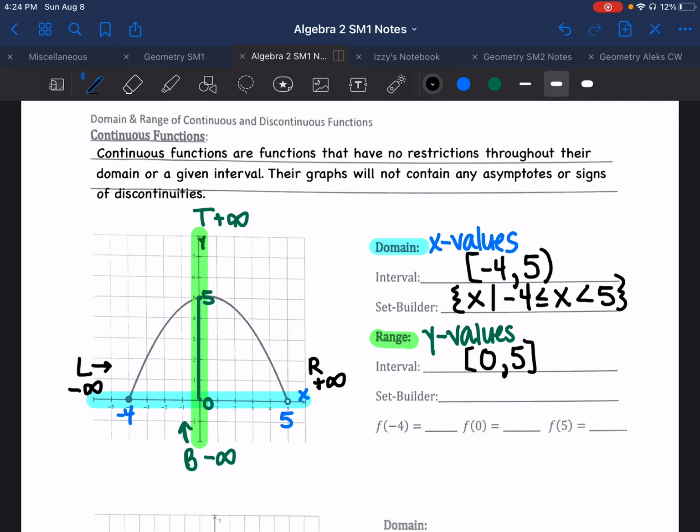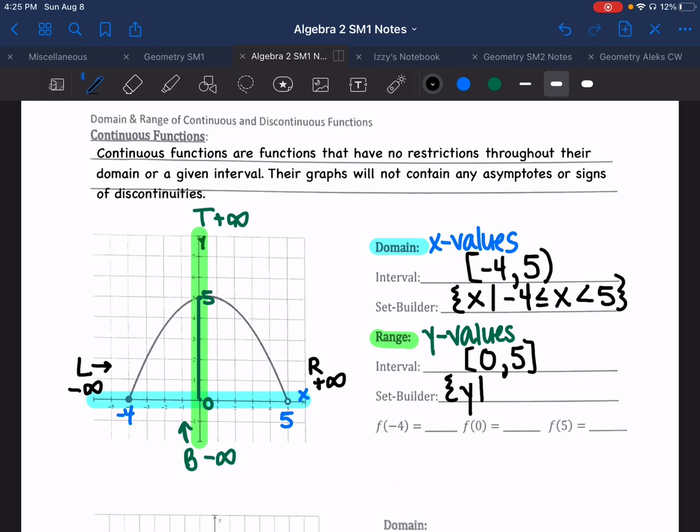To write this in set builder, I'm going to use the same start that I used last time. I just need to change my variable from the letter x to the letter y because we're talking about range. But notice I started with the squiggle. I still used the vertical line, but I just changed my letter from x to y because I'm going from domain, and now I need to talk about range.